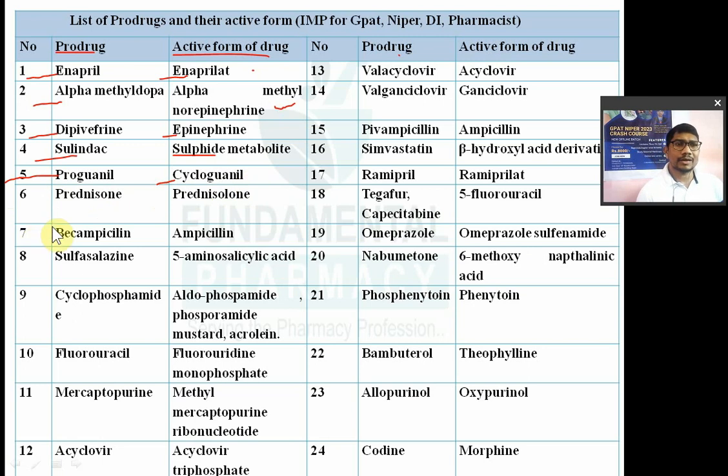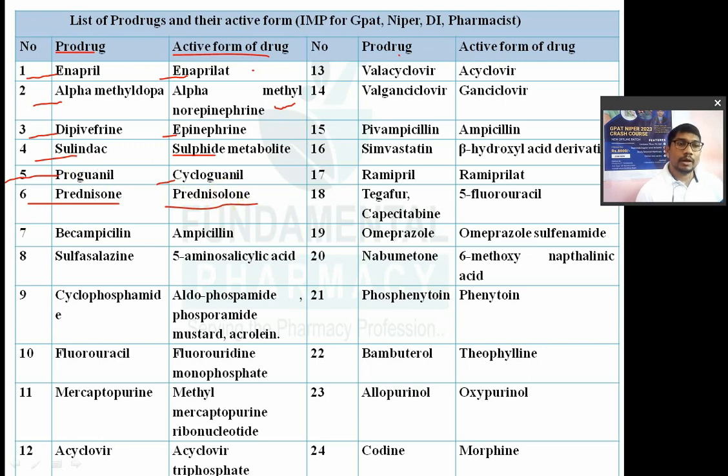Now another drug is there known as prednisone. Prednisone is a steroidal anti-inflammatory drug. ये क्या है, steroidal anti-inflammatory है. It is converted to active metabolite known as prednisolone. तो इसके ऊपर क्वेश्चन आ चुका है, ठीक है. Prednisone का एक्टिव मेटाबोलाइट होता है prednisolone. Proguanil का एक्टिव मेटाबोलाइट होता है cycloguanil. Prednisone is a prodrug of prednisolone. Proguanil is a prodrug of cycloguanil. You have to remember. Okay.